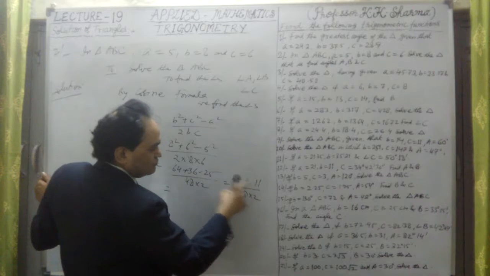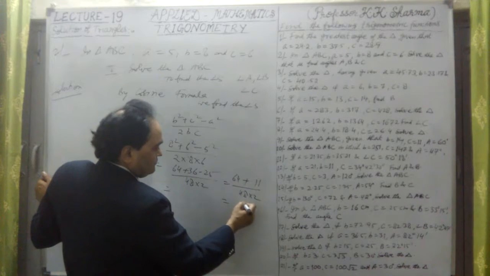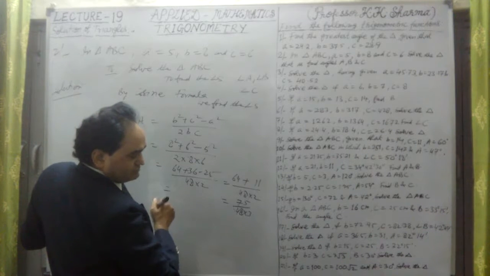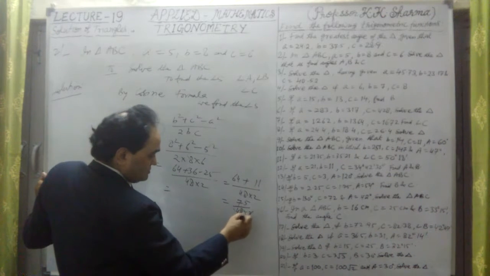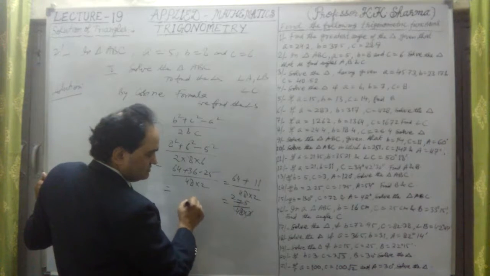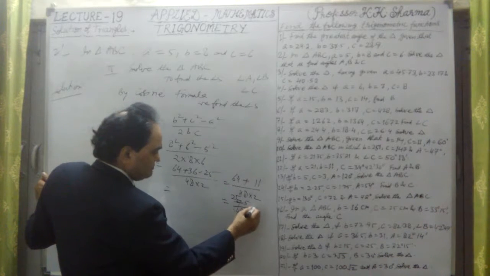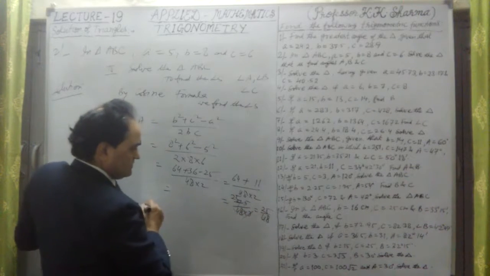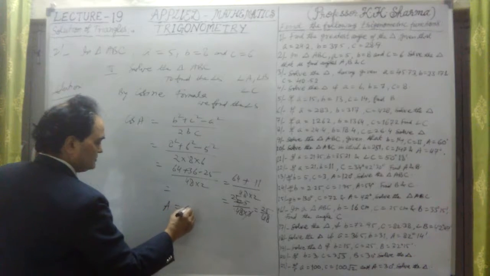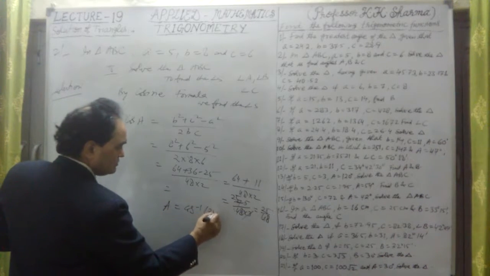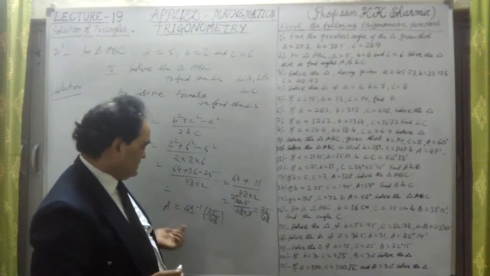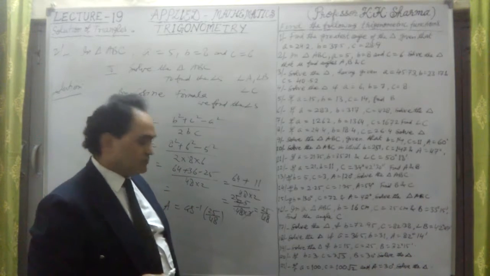It comes out to be 64 plus 11, 575 upon 48 into 3. If I divide it by 3, 3 1 is 3, 3 2 is 6, and 3 5 is 15, so 25 upon 48. Therefore, angle A is cos inverse 25 upon 48. This is the angle here. You can find the angle in this way also, cos inverse 25 upon 48.